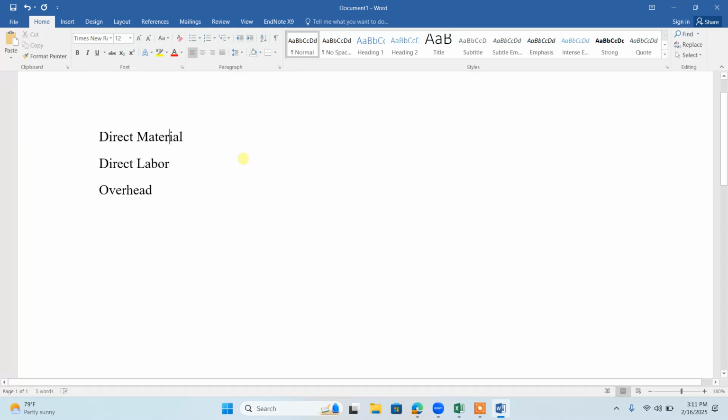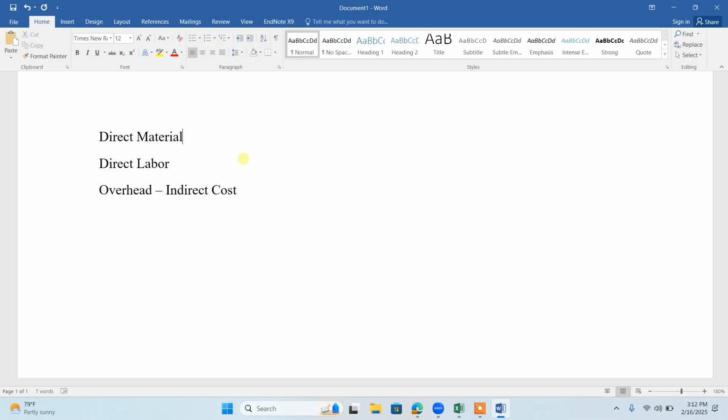The first two, direct material and direct labor, are the costs which are directly involved in the production of the product. Plus, these two are variable costs. The more product you produce, the more material you need. The more product you produce, the more labor wages you are supposed to pay. The third one, overhead, is actually an indirect cost involved in the production of the product.